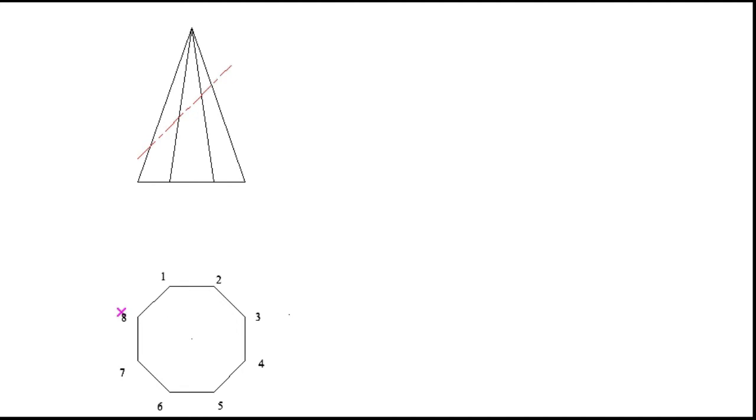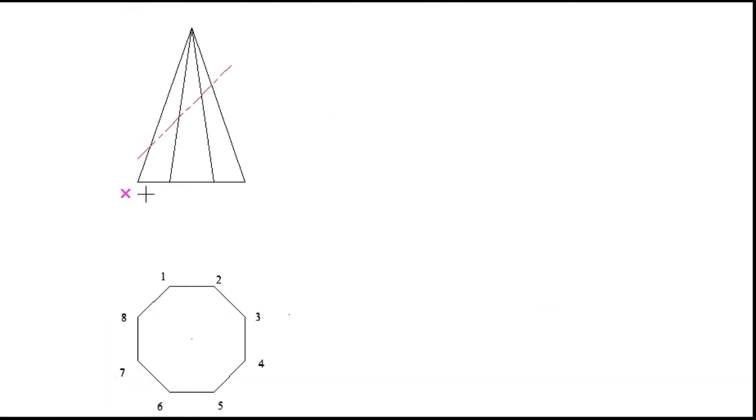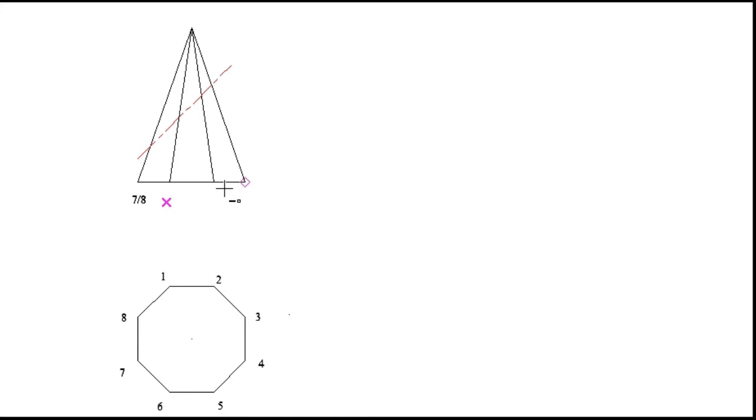So now, as I've named all my points from the top view, I have to name them also in the front view. So now I will name this one as point number 7 and 8, which is this point. And then this one will be point number 6 and number 1, which is here. And then this one will be point number 2 and 5, which is here. And then the last one will be point number 3 and 4, which is here.